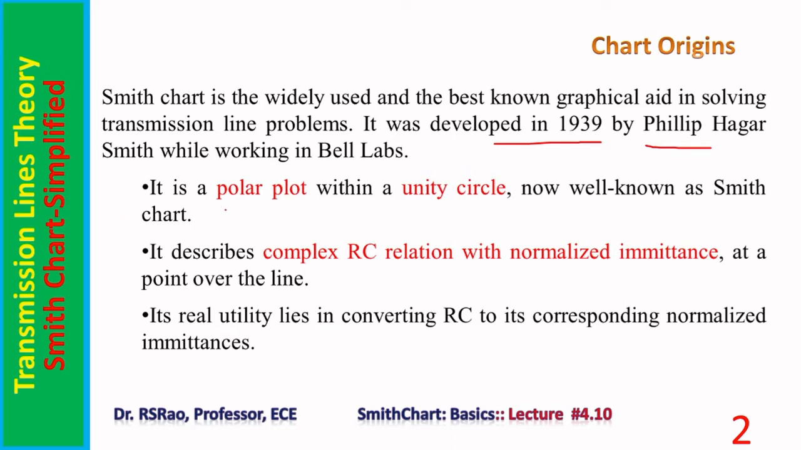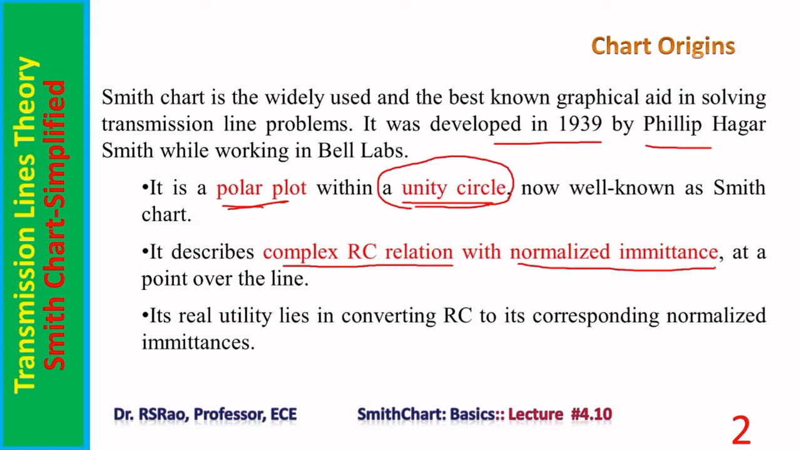It is a polar plot within a unity circle. The Smith chart is round in shape. The origin of the shape can be understood from the fact that it is within a unity circle. It describes the complex relation of RC, the reflection quotient. Reflection quotient is a complex quantity, with real part and imaginary part, or magnitude and angle, related to the normalized impedance or admittance.